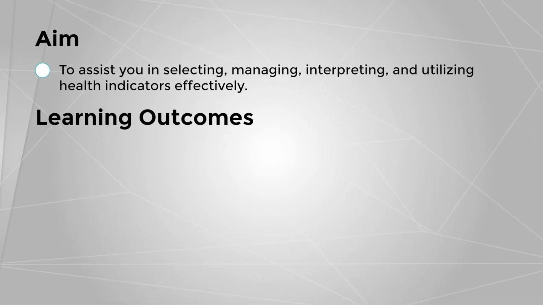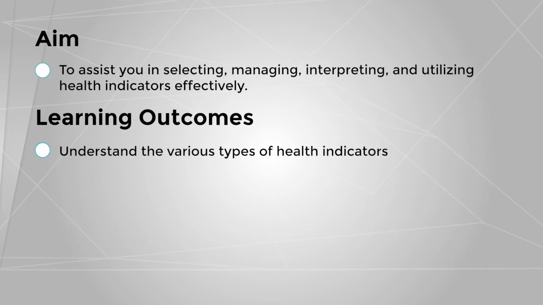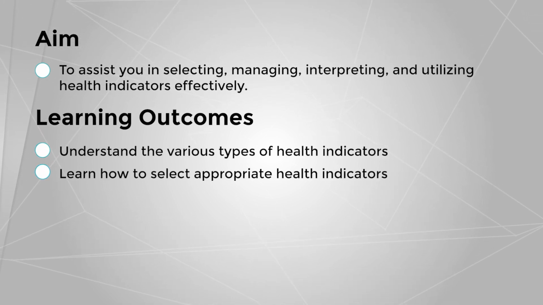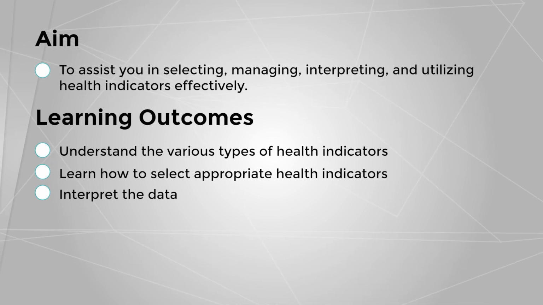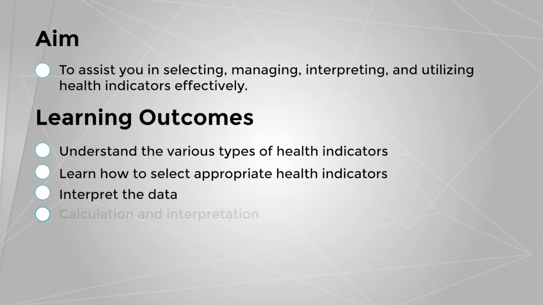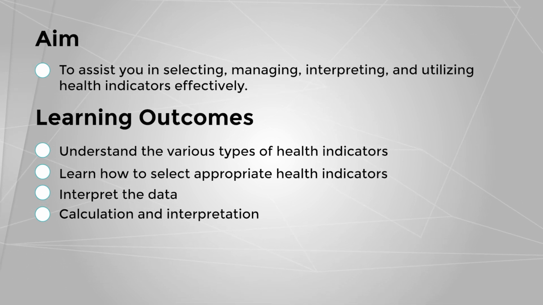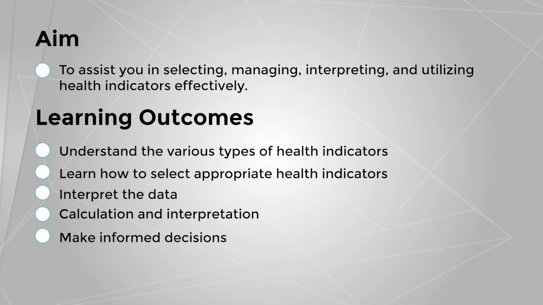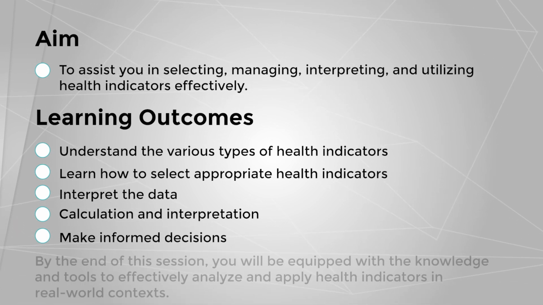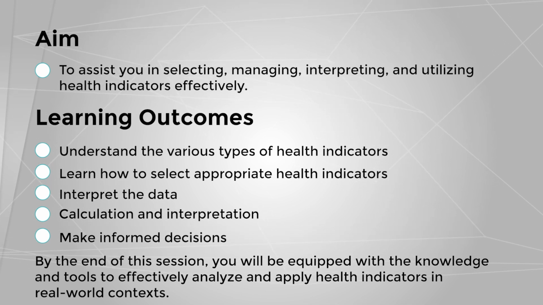By the end of this module, you will have the skills to understand the various types of health indicators, learn how to select appropriate health indicators based on conceptual and practical considerations, interpret the data to draw meaningful conclusions about health and well-being, gain personal skills in calculating and interpreting these health indicators, apply your understanding to make an informed decision and improve health outcomes. By the end of this session, you will be equipped with the knowledge and tools to effectively analyze and apply health indicators in real-world contexts.